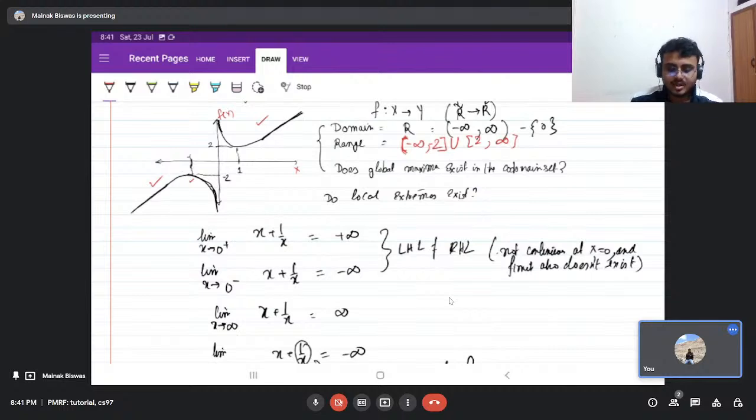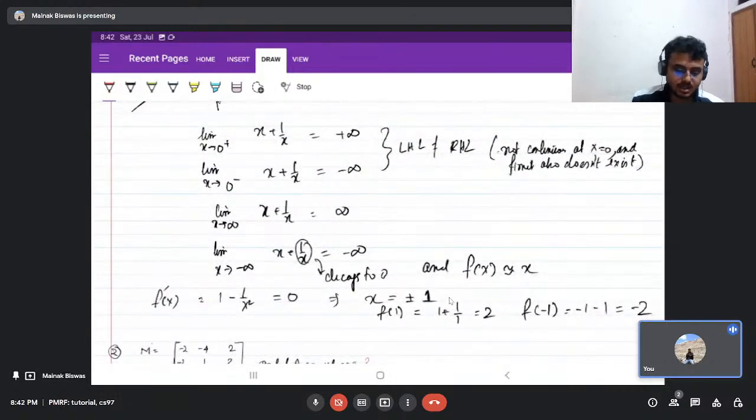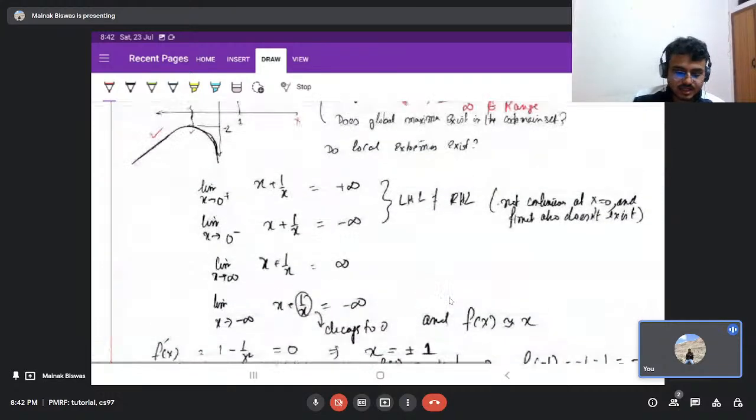Again, infinity is not included, so infinity does not belong to the range of the set because we're considering only real numbers. Therefore this is not a maxima or a minima. So this function has only two local minima and maxima. Global maxima and global minima do not exist. So we can clearly see this from the graph.